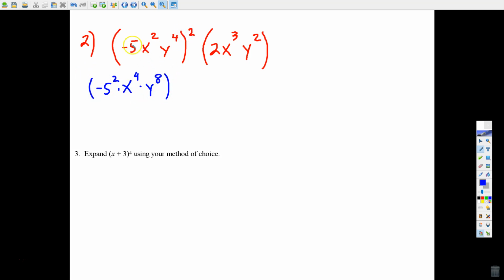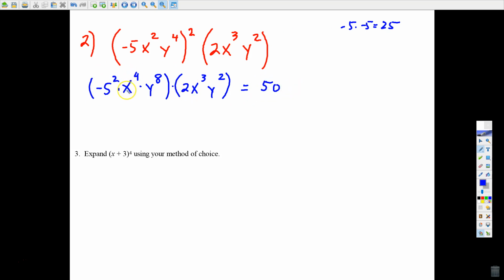All right, that takes care of raising everything in this left monomial to the second. And nothing really needs to be done before we multiply with this right monomial. So now we're ready to multiply these together. So you multiply coefficients. Now this is negative 5 squared. Okay, so negative 5 times negative 5, that's 25, and 25 times 2 is 50.